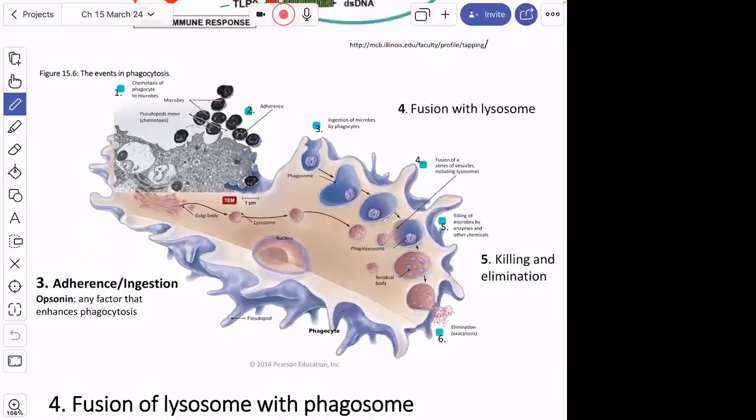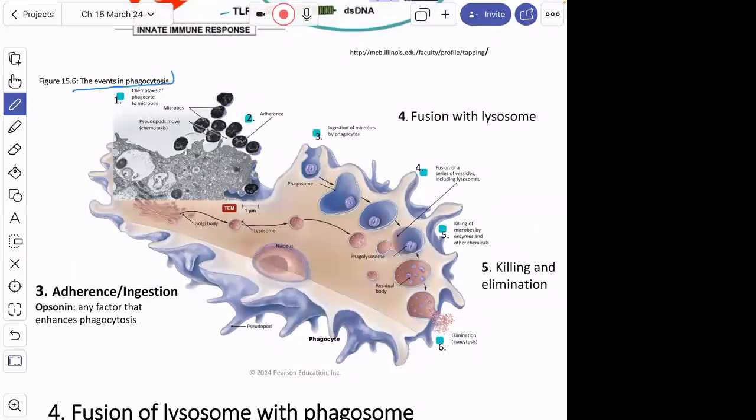Here's the figure from your book talking about the events in phagocytosis. It has a transmission electron micrograph to help you visualize what that might really look like, and then they sketched out the rest of the phagocyte. These black little balls are some kind of microbe that the phagocyte is going to endocytose. The steps here talk about chemotaxis and adherence, and of course the toll-like receptors are going to help with both the adherence as well as the ingestion.